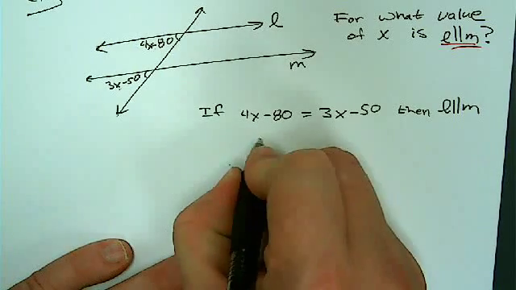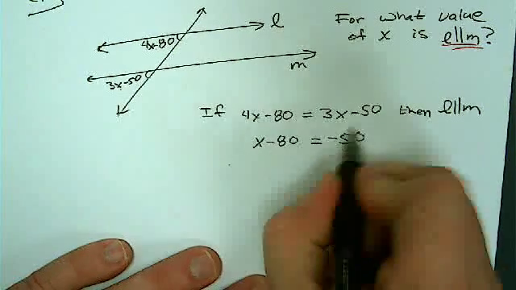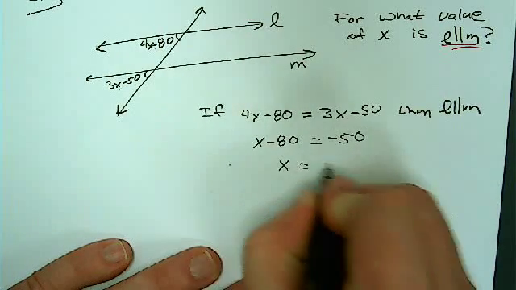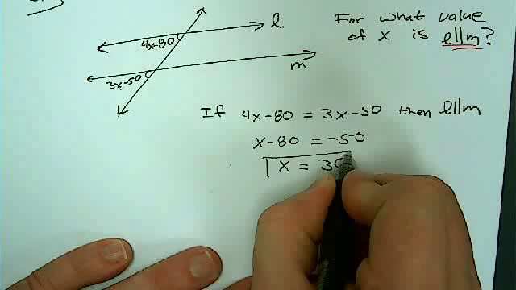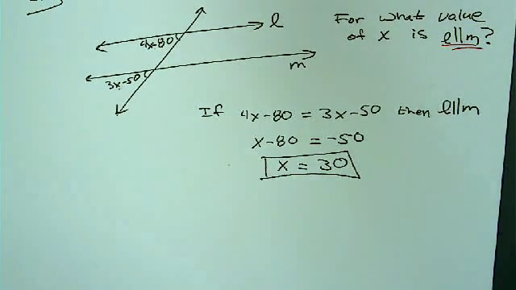Subtract 3x from both sides. Watch your signage. Don't lose your negative. Add 80 to both sides. And I'm done. If x is 30, then I can conclude that these two lines must be parallel.